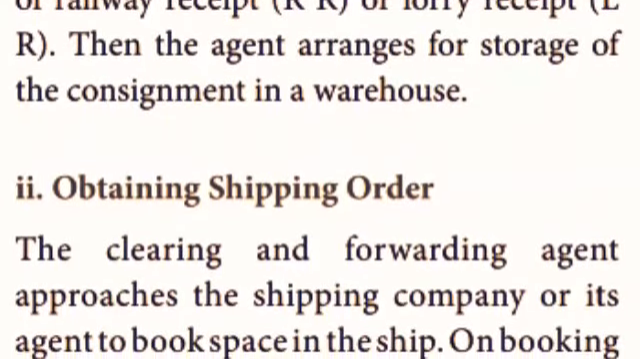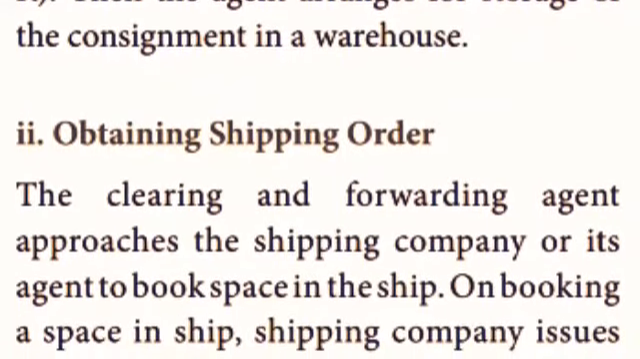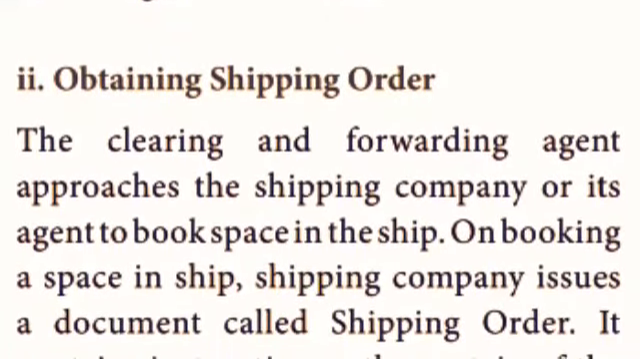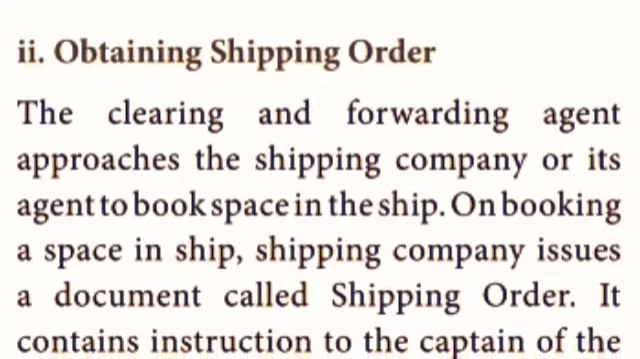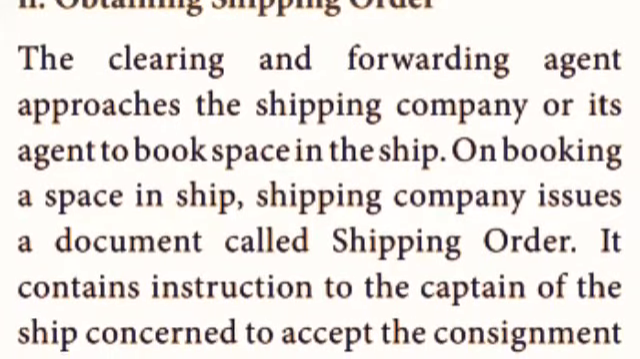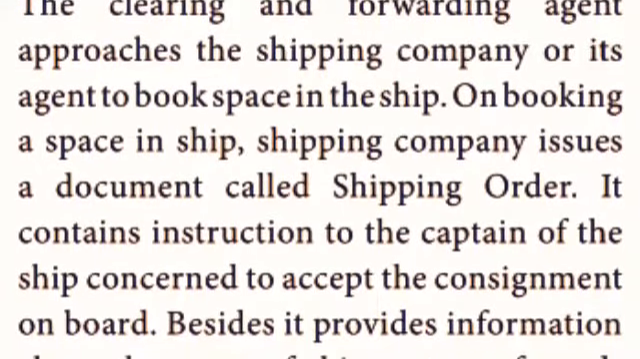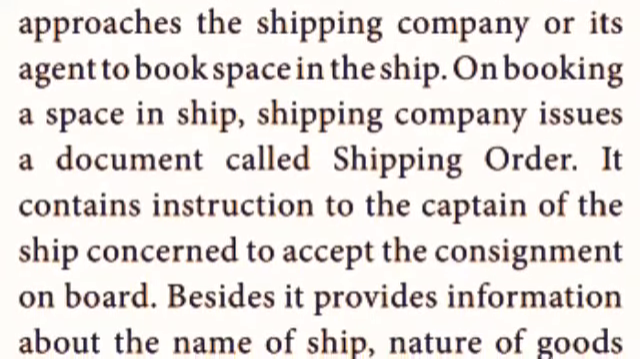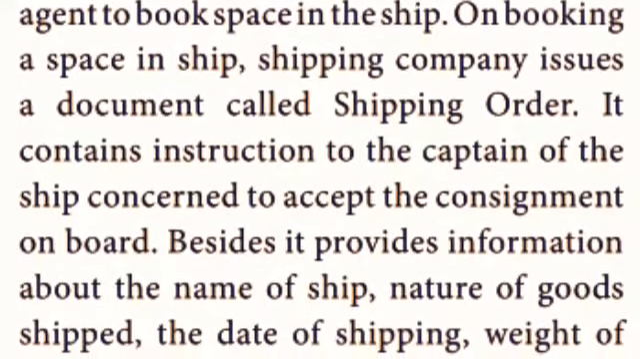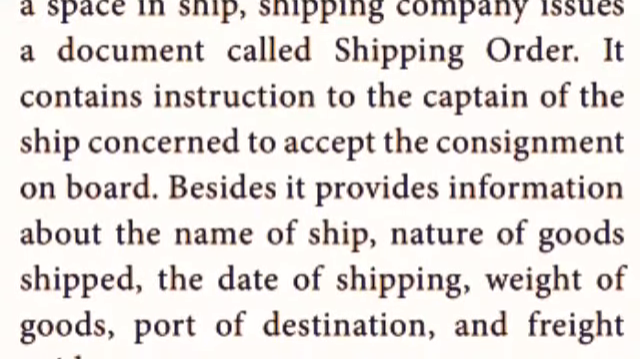So next one, obtain the shipping order. The clearing and forwarding agent approaches the shipping company or its agent to book space in the ship. On booking the space in the ship, the shipping company issues a document called a shipping order. It contains the instruction to the captain of the ship concerned to accept the consignment on board. Besides, it provides information about the name of the ship, nature of goods shipped, the date of shipping, weight of the goods, port of destination and freight paid. Okay, after everything we have to hand over to the shipping. This is the shipping order format. See your textbook, page number 268, children.